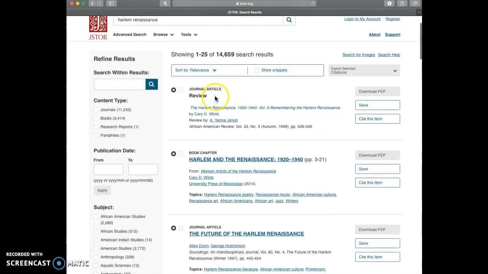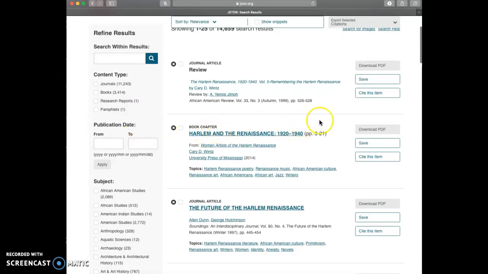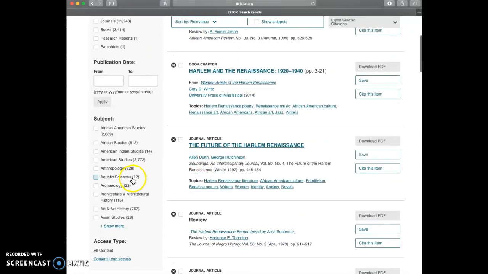If you look here to the left, there are plenty of types of sources that we're looking for, like journals, books, pamphlets, etc. Most of them you can download, or you can't download because they are part of the website, so you're going to have to use them, save them, or cite them, maybe screenshot something specific that you need.